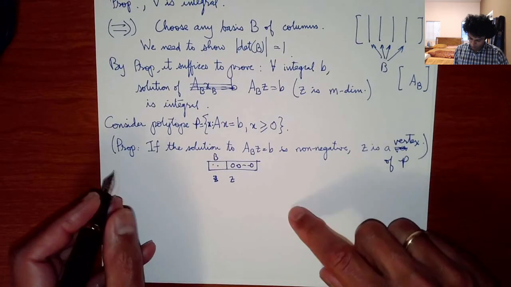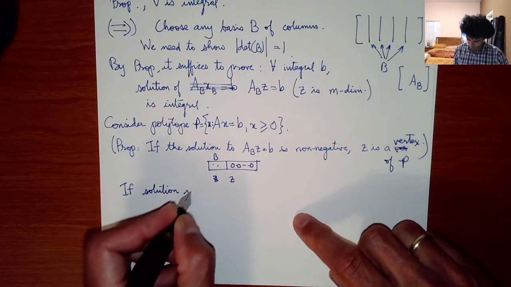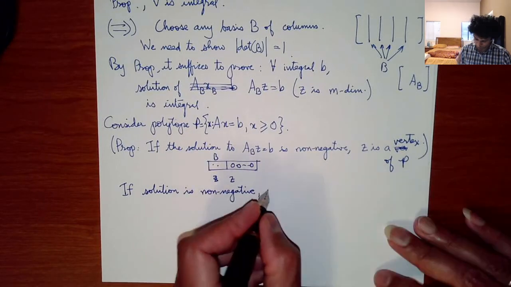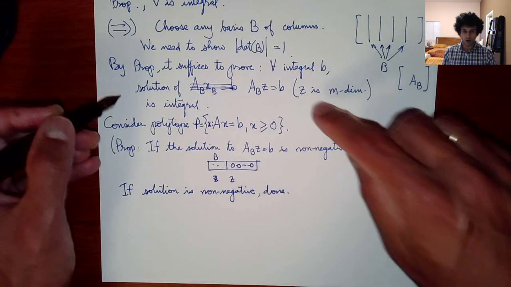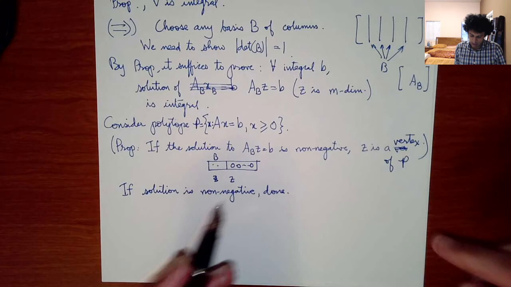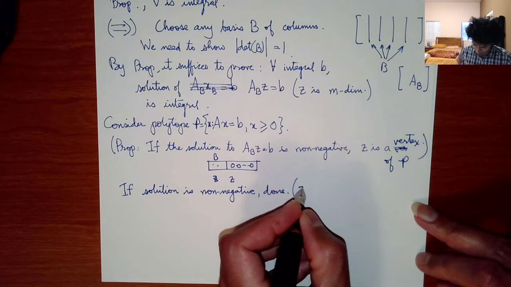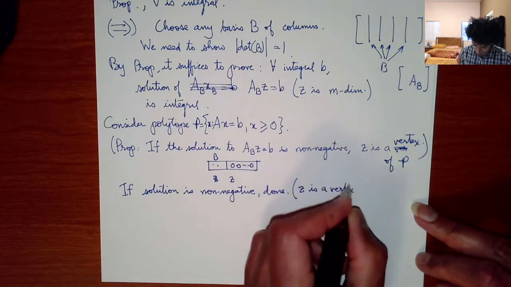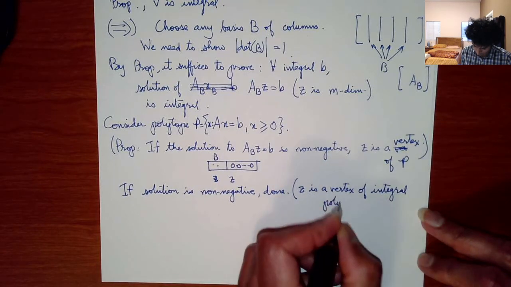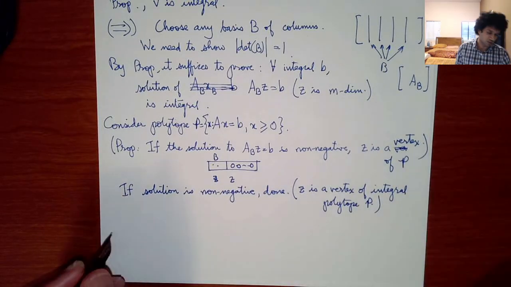So by this proposition, if the solution is non-negative, then we're done, because our aim was to show that the solution is integral. And if it's integral, if it's non-negative, we're done. Because why? Well, then z is a vertex of the integral polytope.